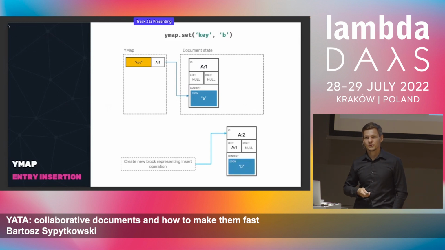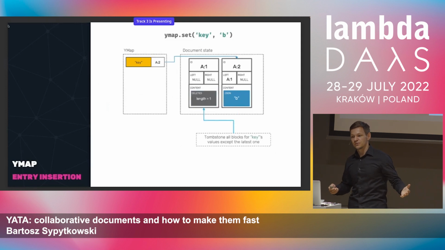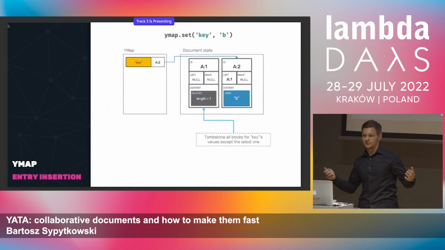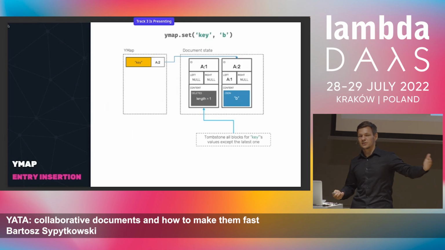So we are creating a new block, providing a new identifier, saying it is supposed to be inserted on the right-hand side of A1, which was already known to us. And we will repoint the pointer of that entry onto the last inserted block. And then, for optimization reasons, we are going to delete, in this case just a soft tombstone, all elements that occurred before.